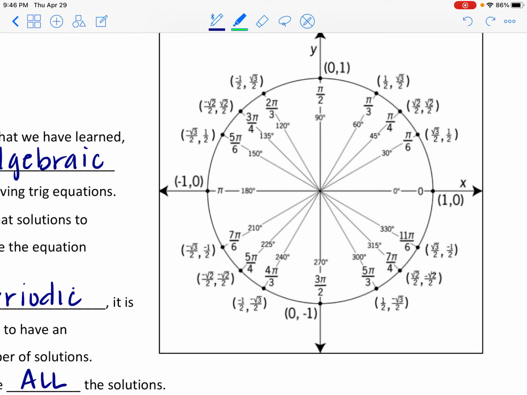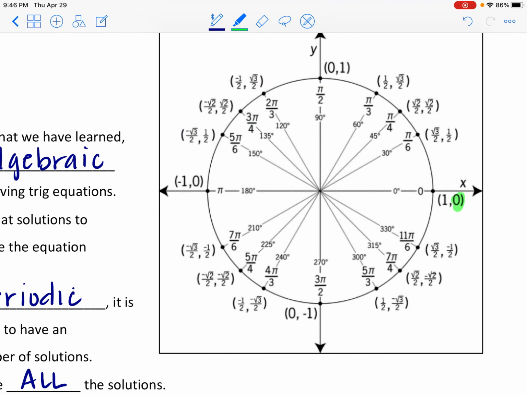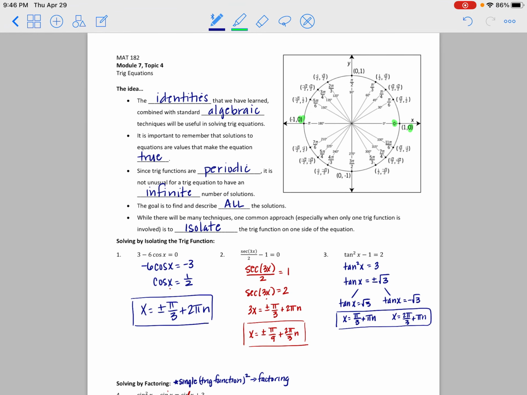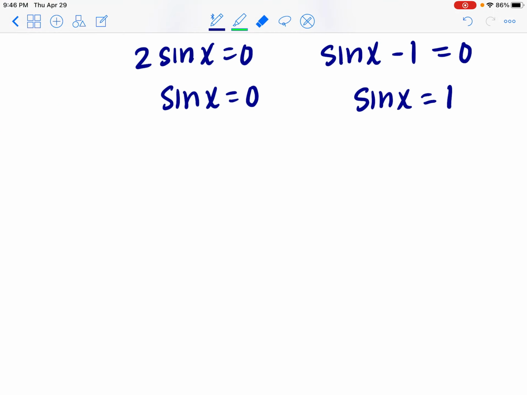So if we're going from 0 to 2 pi, but not including 2 pi, where is sine equal to 0? It's going to be at 0 and at pi. So two solutions so far: x is equal to 0 and x is equal to pi.